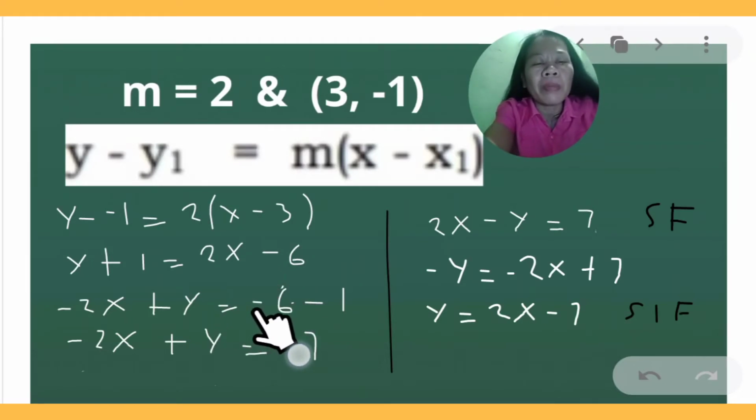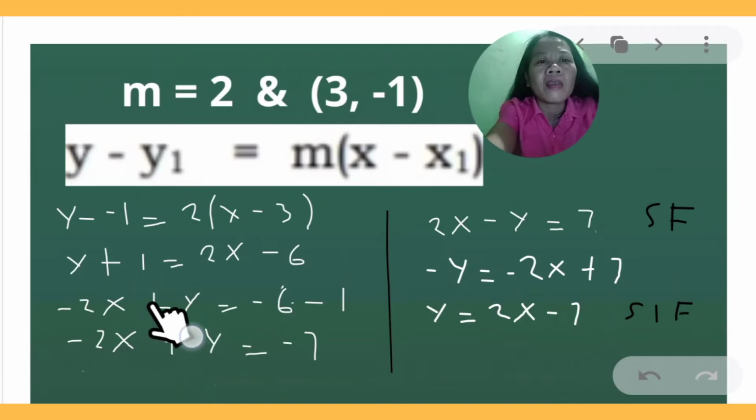And then applying the addition property of equality, so we can have the variable x at the left side and the constant at the right side. So we are going to add negative 2x and negative 1 to both sides of the equation. Or simply transfer positive 2x to the other side, becomes negative 2x. And positive 1 to the right side of the equation becomes negative 1.